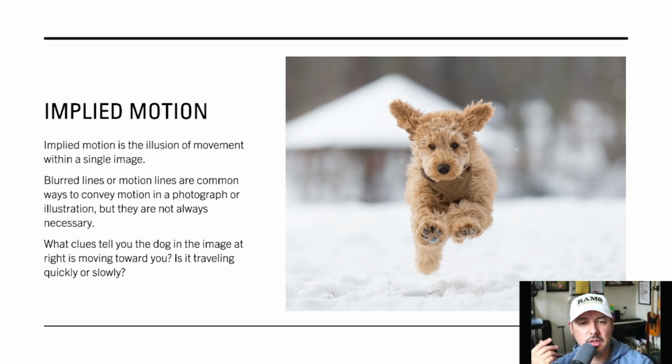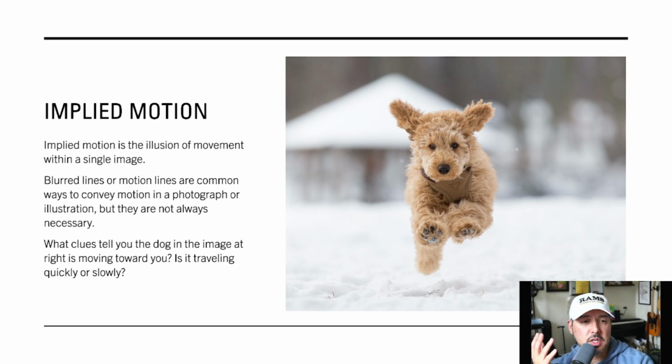How? Take a look. Look at this image for a couple minutes, and think about what clues tell you that the dog is moving. What direction is it moving in? Is it moving quickly or is it moving slowly? How do you know these things? And I won't fill that in for you. I want you to think about that, because I'm sure that you can come up with at least 3 or 4 different clues just by viewing this image. So this is implied motion. We have a static image, and we can figure out that there's motion happening.